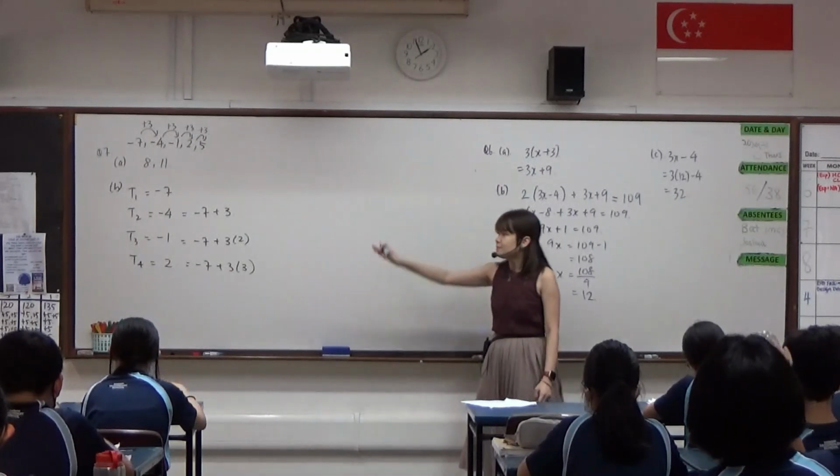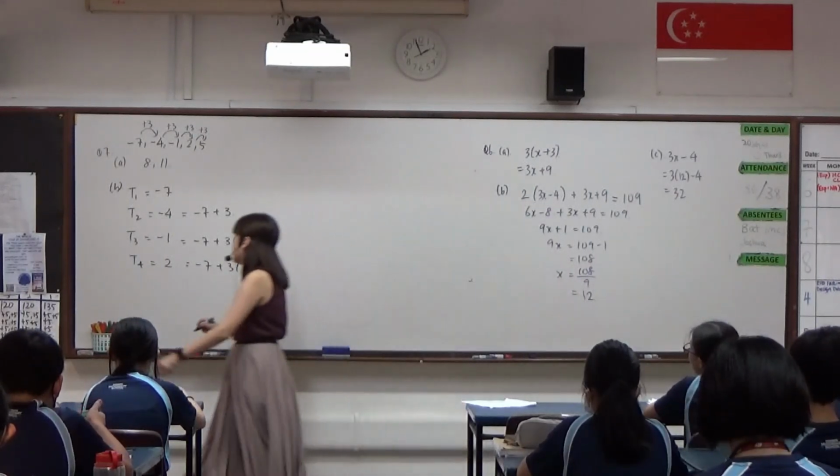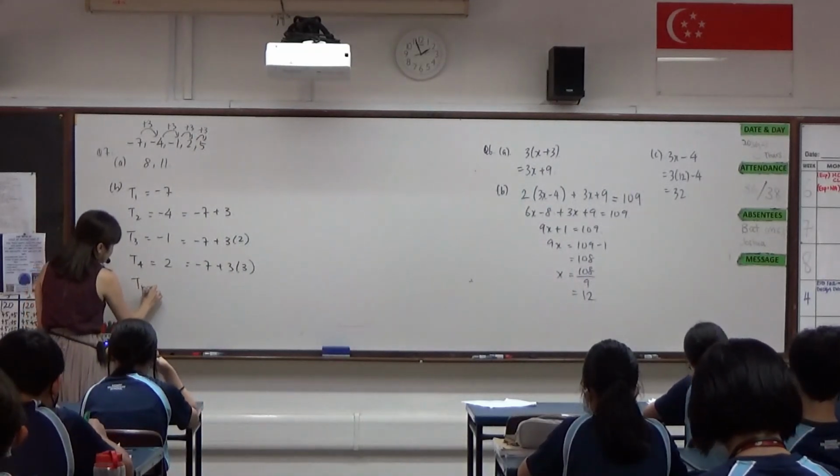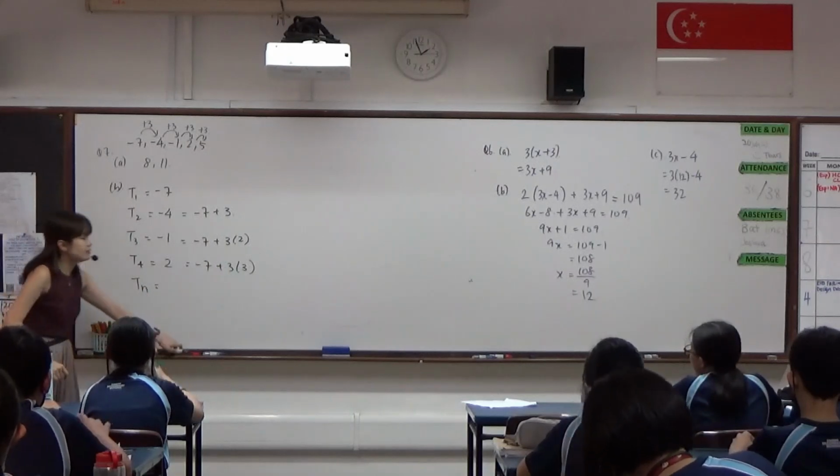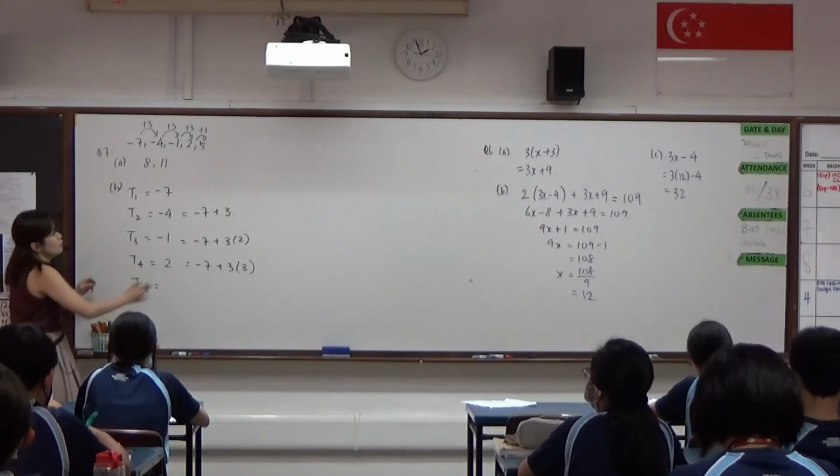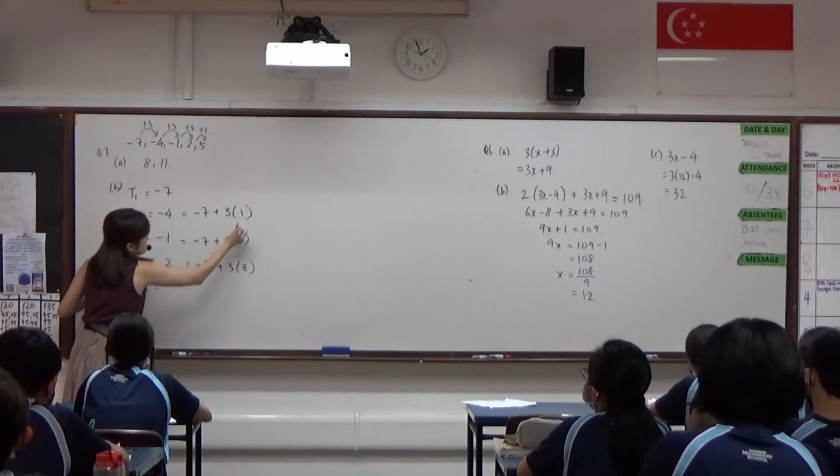So with this pattern that we observe, when it comes to term number n, how does it look like over here? We see that this 3 is actually 3 times 1.